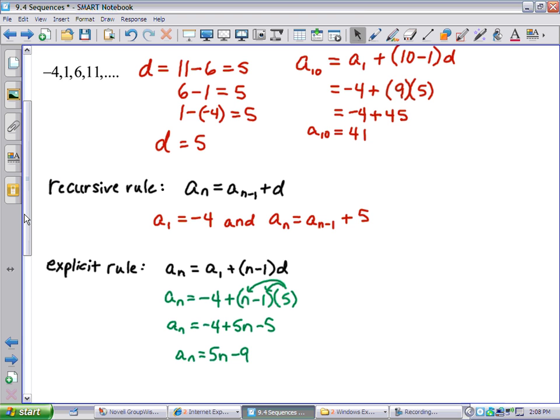Go ahead and pause the video and attempt the problem at the bottom where it says try, and then unpause the video to check your work and see if you've worked this out correctly.